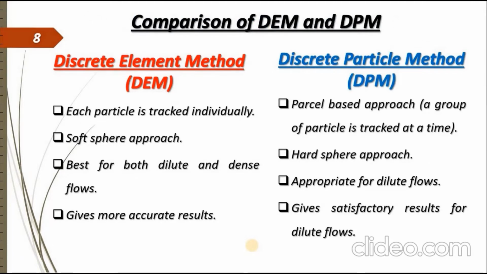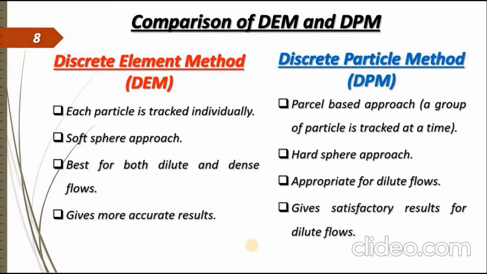Now, let's compare the DEM and DPM methods, the discrete element method and the discrete particle method. DEM is a method in which each particle is tracked individually, in contrast to DPM, which is a parcel-based approach, in which a group of particles are tracked at a time. DEM is based on the soft sphere approach, while DPM is based on the hard sphere approach.